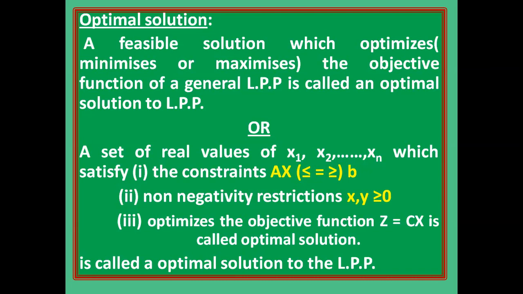In the second set of definitions, it's given stepwise that a set of real values of x1, x2, and so on up to xn, which satisfy all the constraints and non-negativity restrictions, and optimize the objective function z equal to cx, will be called an optimal solution to the LPP. We can write either the first definition or the second, whichever you find easier, you can follow.